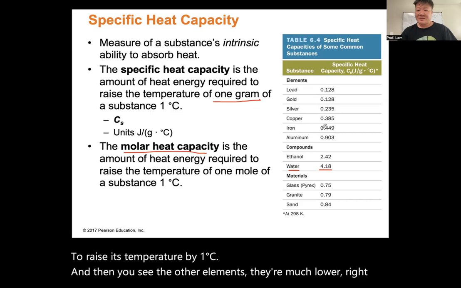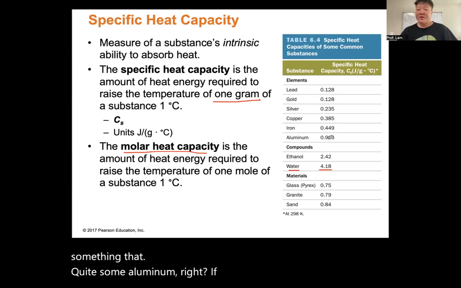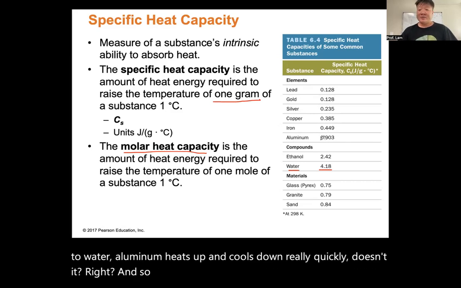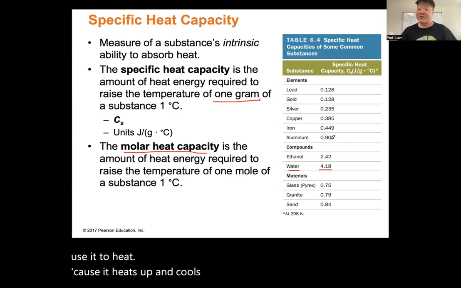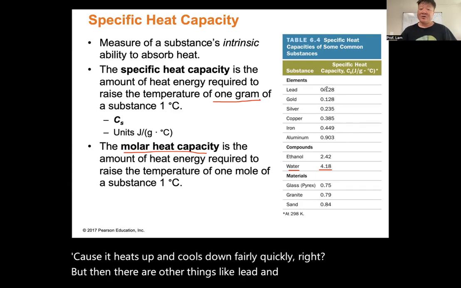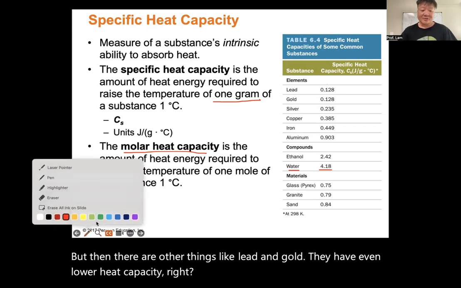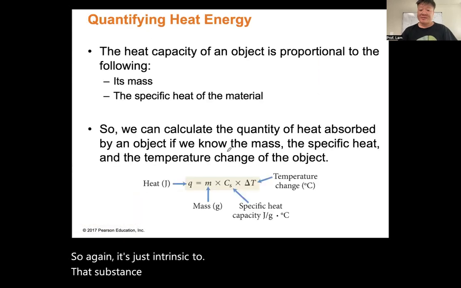So something that you know quite well, like aluminum, right? If you put aluminum foil, compared to water, aluminum heats up and cools down really quickly, doesn't it? And so that's why we use it to wrap our foods in and to use it to heat, because it heats up and cools down fairly quickly. But then there are other things like lead and gold, they have even lower heat capacity, right? So again, it's just intrinsic to that substance, whatever its heat capacity is.